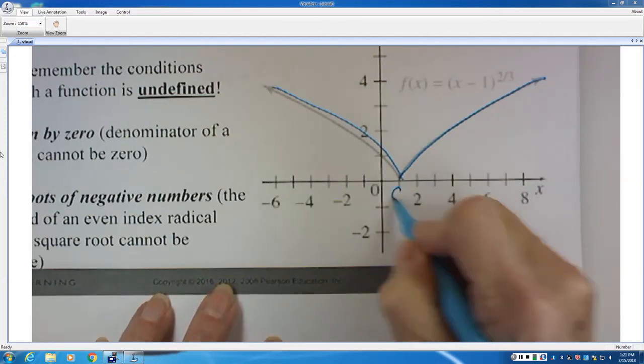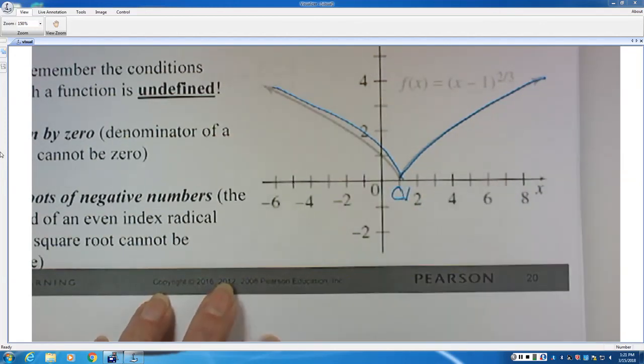So here's your critical value. The critical value in this case was a sharp point. Okay? Always use your calculator to check. We'll pick up there next time.